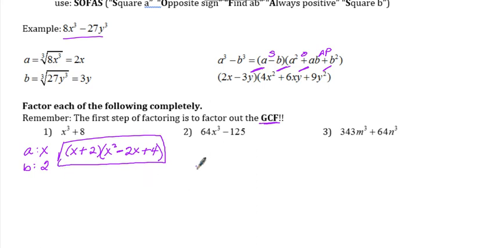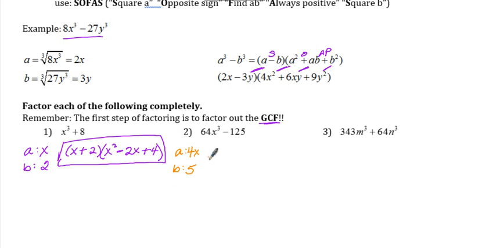Let's work on number 2. Is there a greatest common factor? I don't see one. So let's start identifying what we have. Something cubed minus something cubed. Let's think about what was originally cubed for each of these. To get to this, I had to cube 4x. To get to this, I had to cube 5.